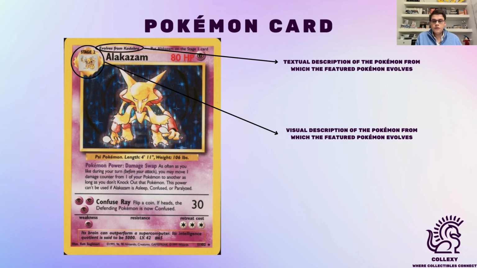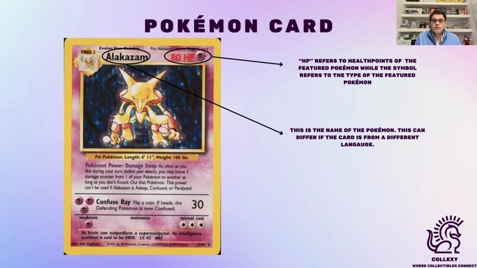So on the top left of the Pokemon card, you can see the Pokemon from which the featured Pokemon, in this event the Alakazam, will evolve. The Pokemon from which Alakazam will evolve is Kadabra. You can see on the left side the visual representation of Kadabra, and on the top you can also see the name of Kadabra.